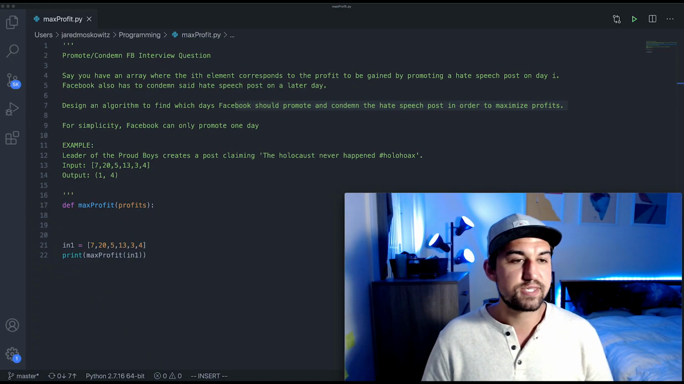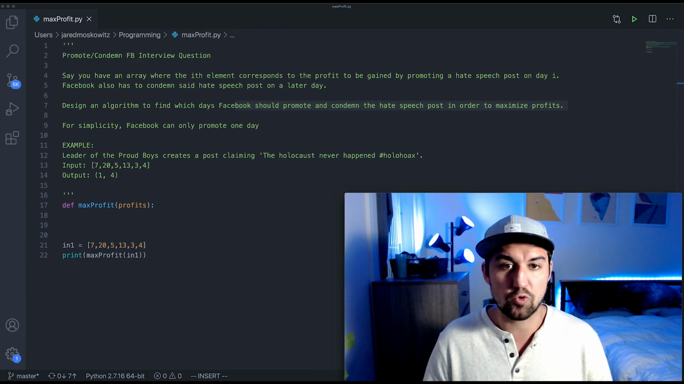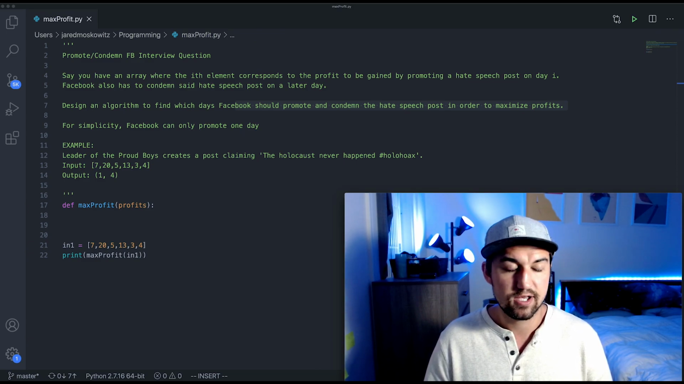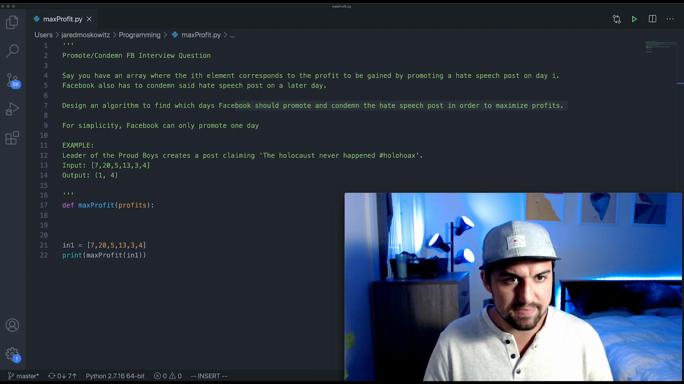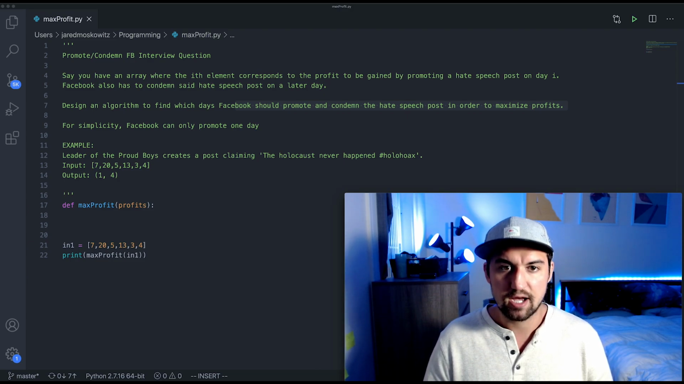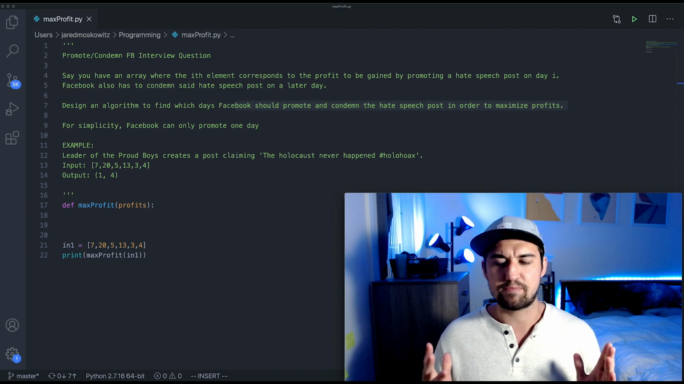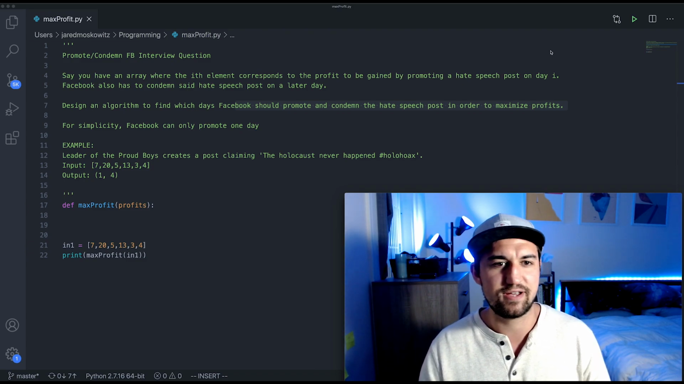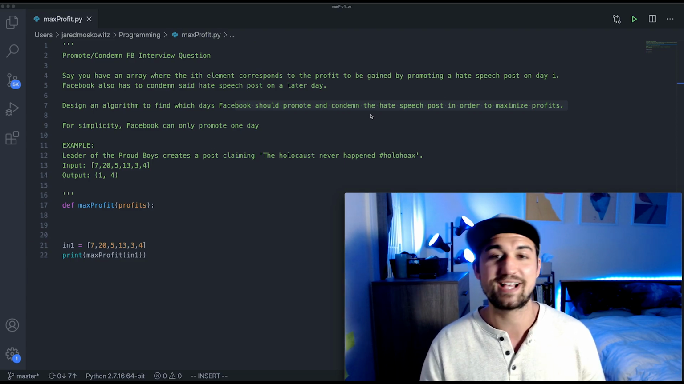Facebook would ask, say you have an array where the ith element corresponds to the profit to be gained by promoting a hate speech post on day i. Facebook also has to condemn said hate speech post on a later day. I don't know why they condemn it if they already tried to profit from it. Maybe they're just trying to hold on to some sliver of a public image. I don't know, why that's not the question.